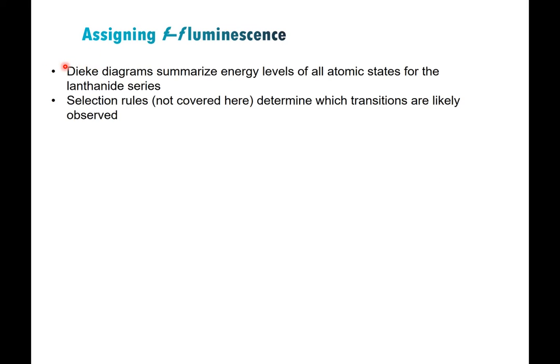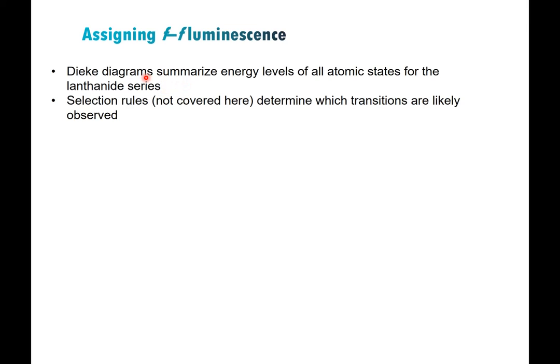I don't know if I'm pronouncing it right. Dieke diagram, or Dieke. It's probably German. So anyway, these are diagrams that summarize the energy levels of all atomic states for the lanthanide series. They're kind of like Tanabe-Sugano diagrams, but they don't have a horizontal axis, because in Tanabe-Sugano diagrams, the horizontal axis is ligand field strength, and it shows how the energy levels change as you change the ligands. That doesn't really happen in f-element compounds. So it's just a vertical stacking of all the different energy levels that are present in a given lanthanide ion.